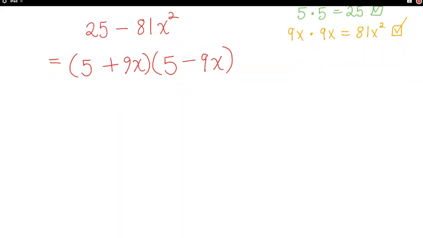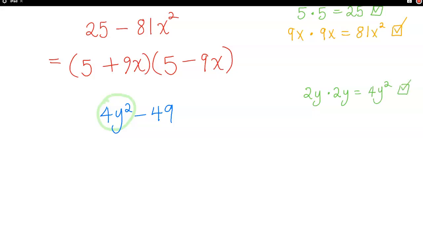How about if we have 4y squared minus 49? Now let's do our check, okay? Is 4y squared a perfect square? I can do 2y times 2y. Wouldn't that give us 4y squared? So yes, that's a perfect square. Next term was 49. 49 is 7 times 7. So that's another perfect square.